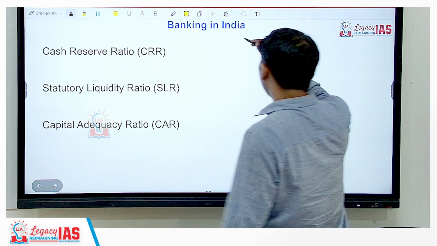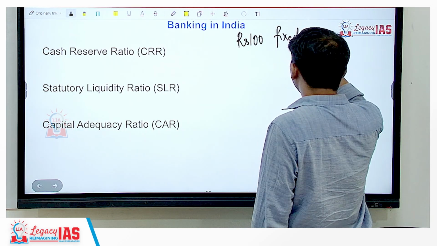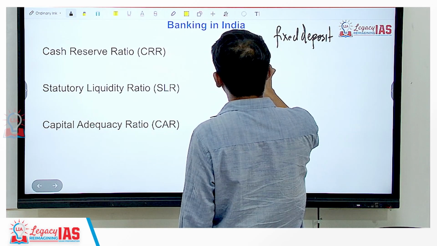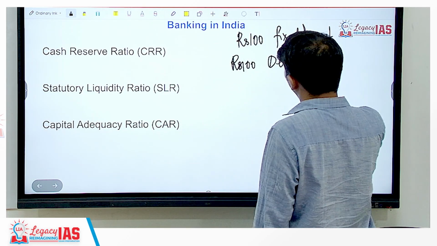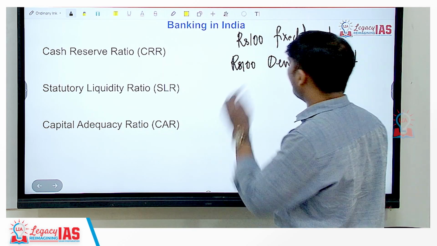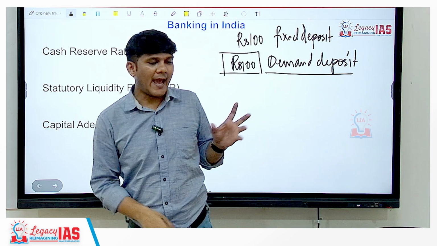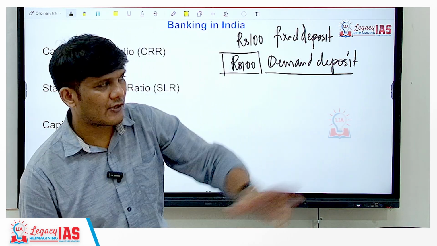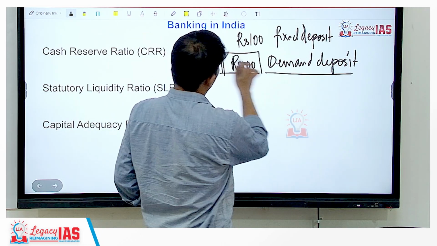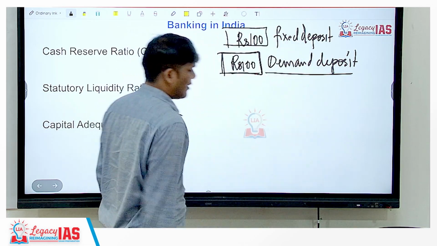See, let's say the bank has rupees 100 as fixed deposit, and the bank also has another rupees 100 as demand deposit. First things first, the bank cannot use this 100 rupees because this is demand deposit. Demand deposit means, as and when the consumer or the customer wants the money back, the bank has to pay them back. So this money you cannot utilize to give loans. This money, the fixed deposit one, you can utilize to give loans, but not completely.